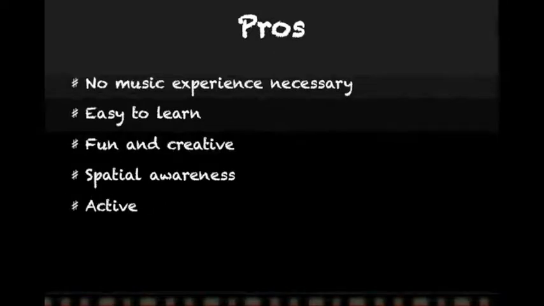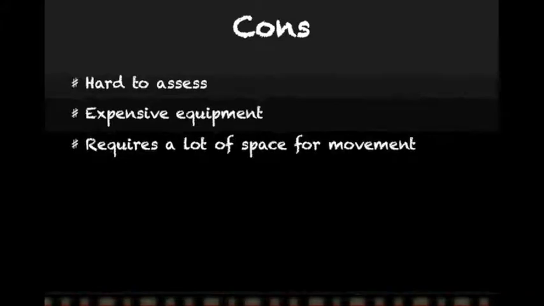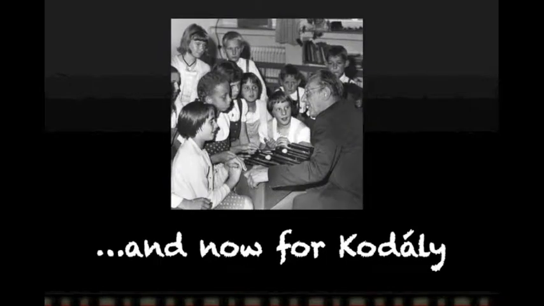This approach forces kids to be active, which is a problem in today's society. And Orff begins exposing students to music at a very young age in an easy way. Some cons to the Orff-Schulwerk curriculum are: the curriculum is difficult to assess, the equipment is very expensive, it requires a lot of space for movement, and lessons require a lot of planning on the teacher's part. This concludes the Orff-Schulwerk presentation, and now for Kodaly.